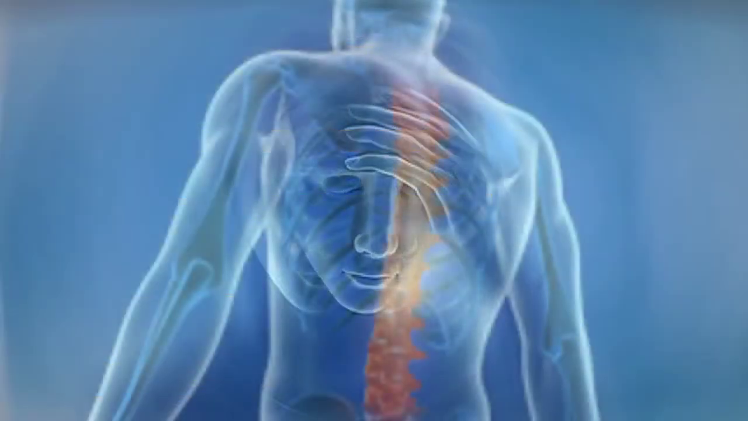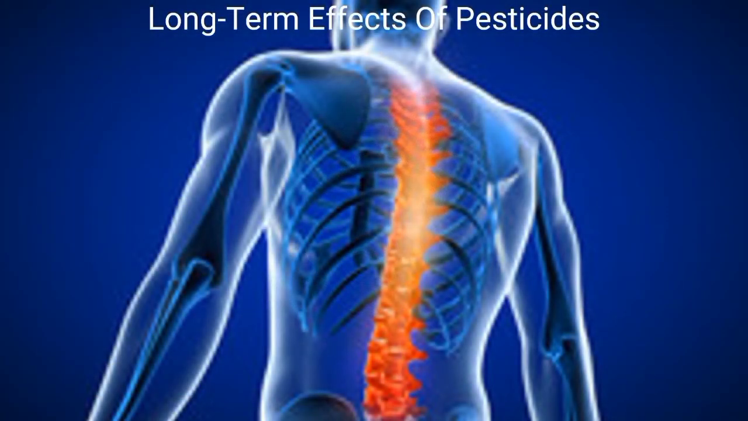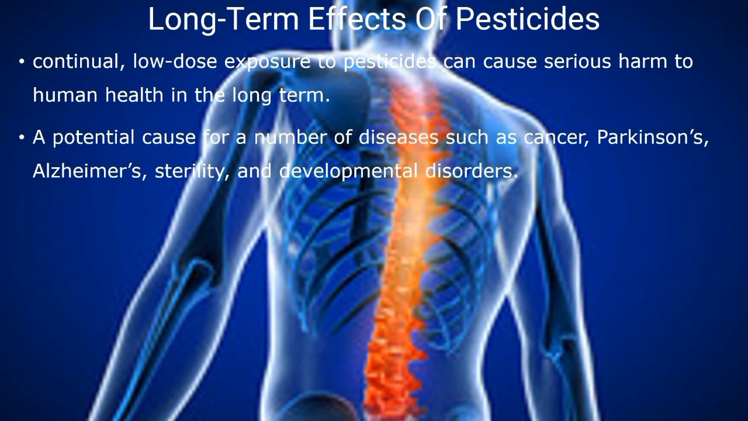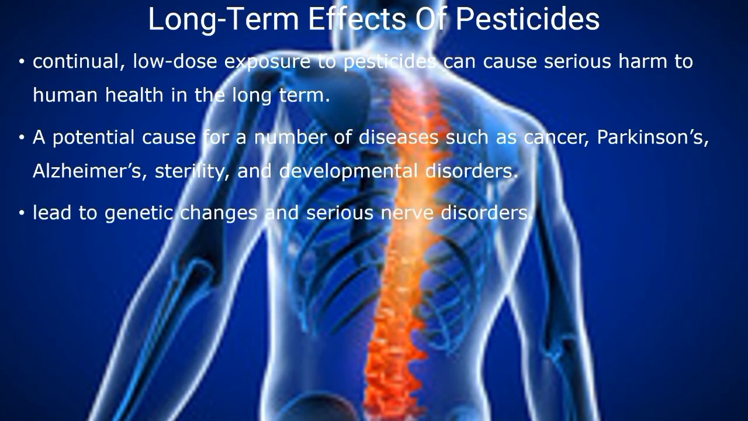Long-term effects of pesticides. Continual, low-dose exposure to pesticides can cause serious harm to human health in the long term. A potential cause for a number of diseases such as cancer, Parkinson's, Alzheimer's, sterility, and developmental disorders. Lead to genetic changes and serious nerve disorders. May cause asthma, ADHD, depression, and anxiety.